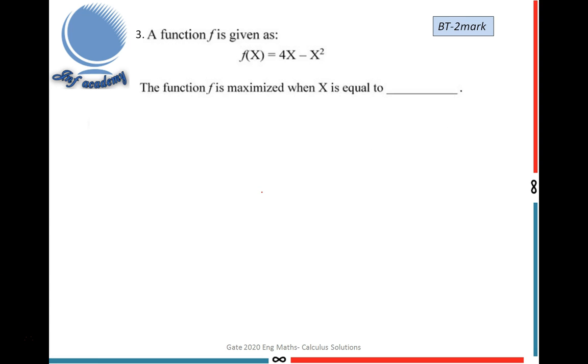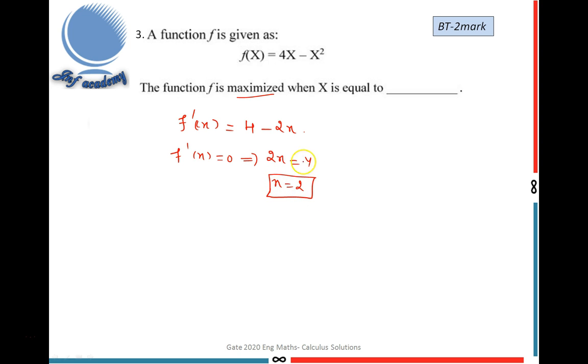Now the third problem: a function f is given as f of x equal to 4x minus x square. The function f is maximized when x is equal to what? This question is from the BT department. It has 2 marks. First I find f dash of x and the critical point. f dash of x equal to 4 minus 2x. f dash of x equal to 0 gives the critical point: 4 minus 2x equal to 0, so 2x equal to 4, x equal to 2. x equal to 2 is the critical point.